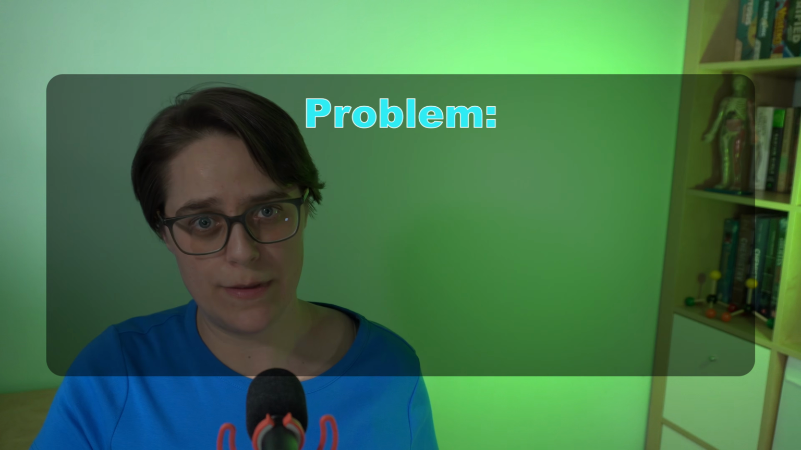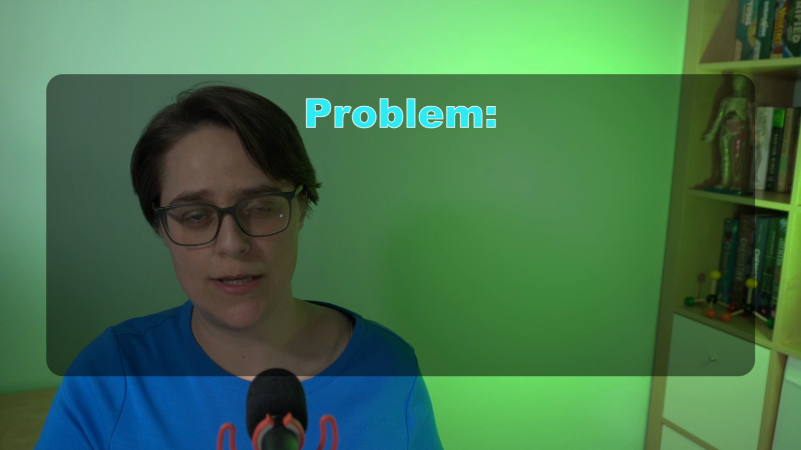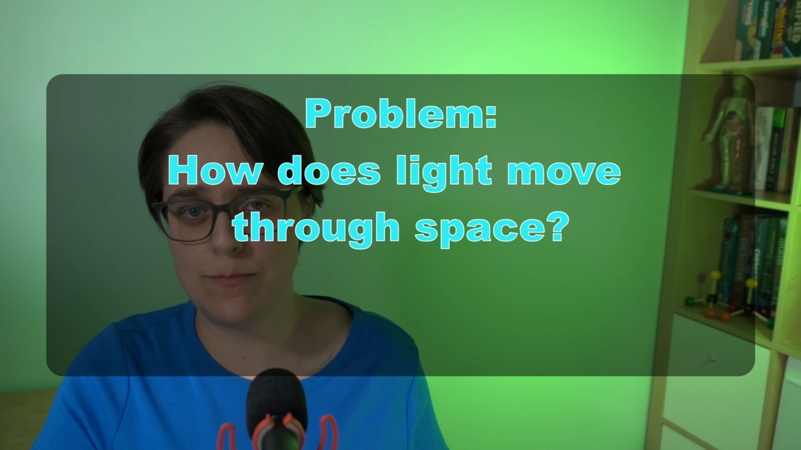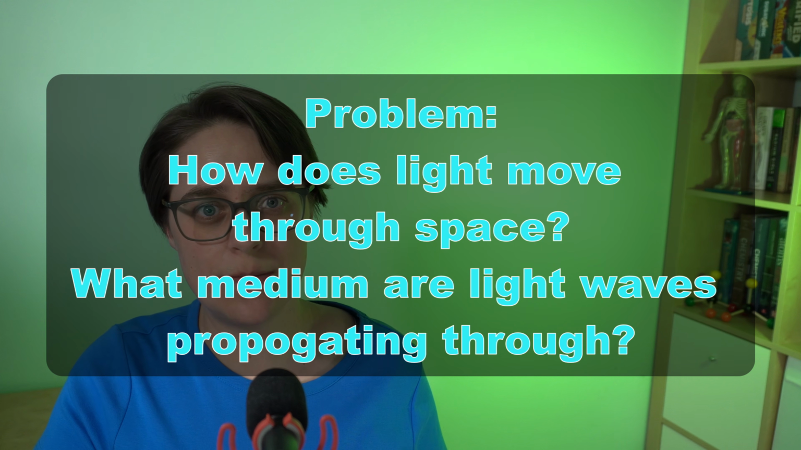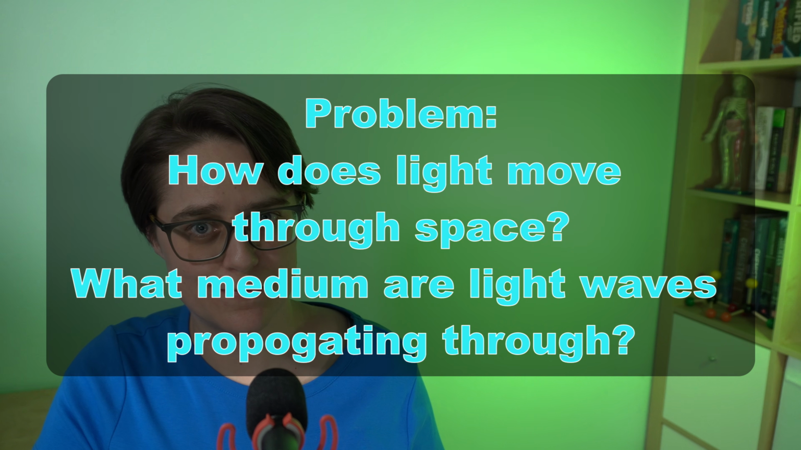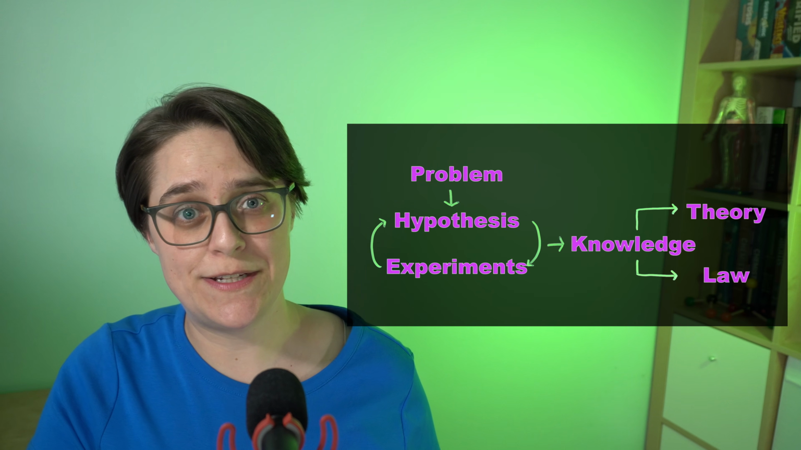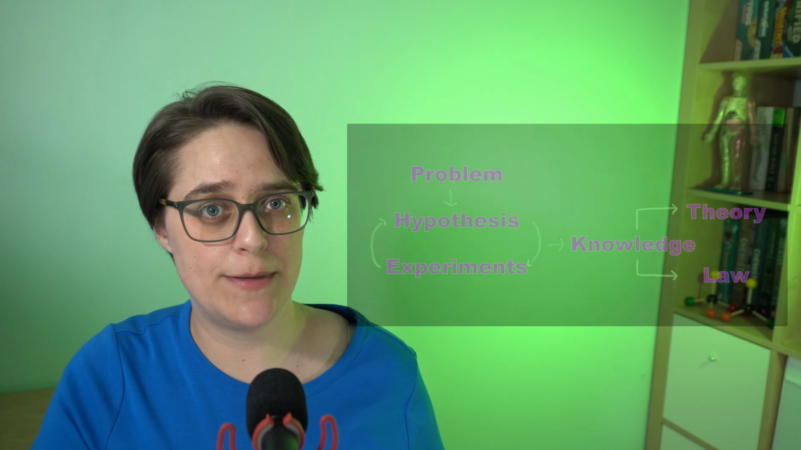The problem that a lot of scientists were trying to solve in the 19th century was, how does light move through space? What medium are light waves propagating through? The second step of the scientific method is to develop a hypothesis, or an initial explanation based on limited data.